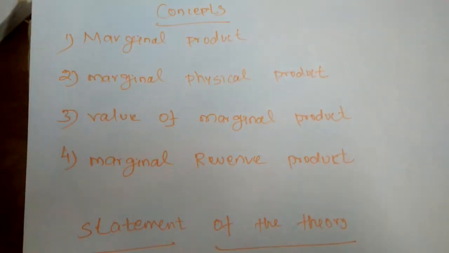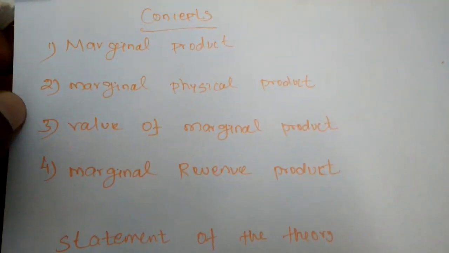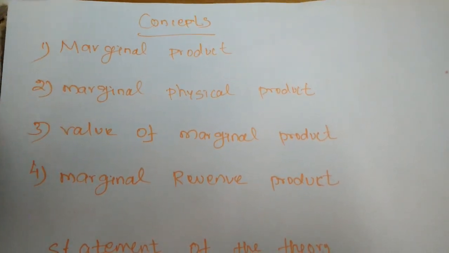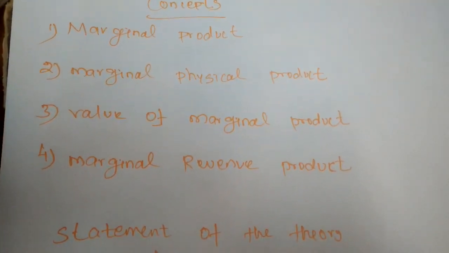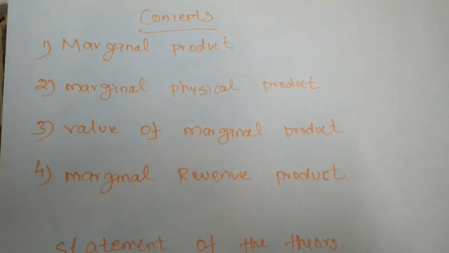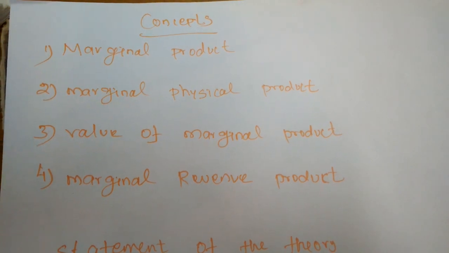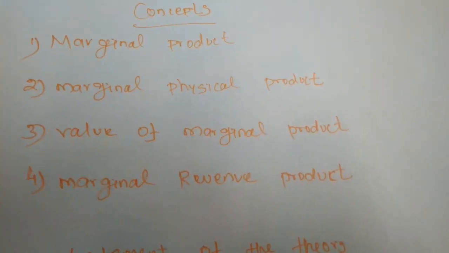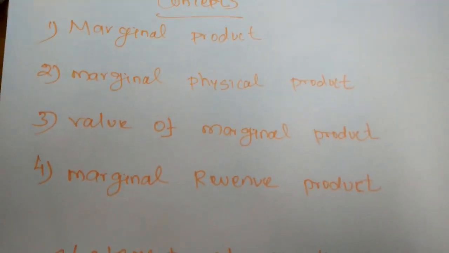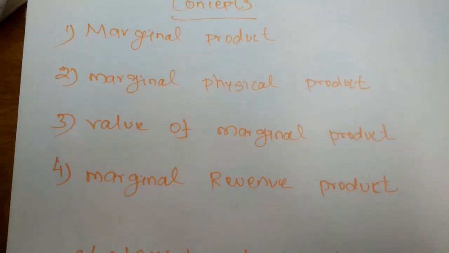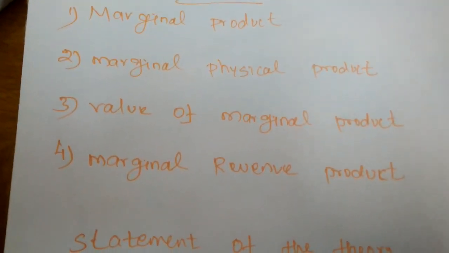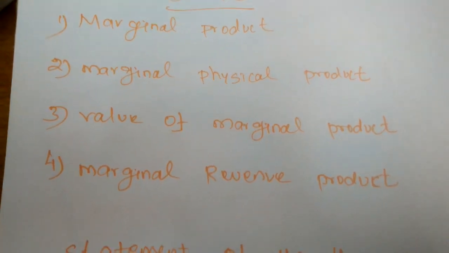Before that, some concepts we have to understand. The four concepts are marginal product, marginal physical product, value of marginal product, and marginal revenue product. Already we have studied marginal cost and marginal revenue. First, the marginal product. The marginal product of a factor of production means the addition made to the total product by the employment of an additional unit of that factor.